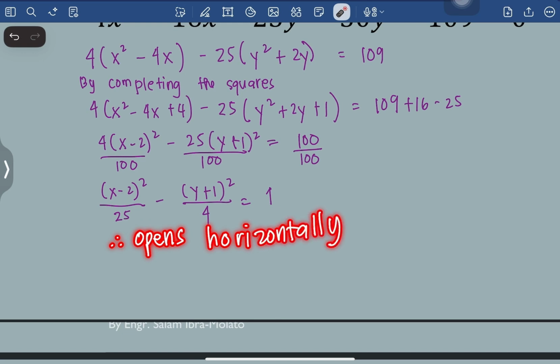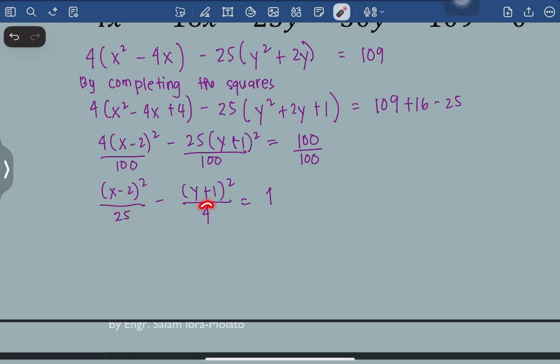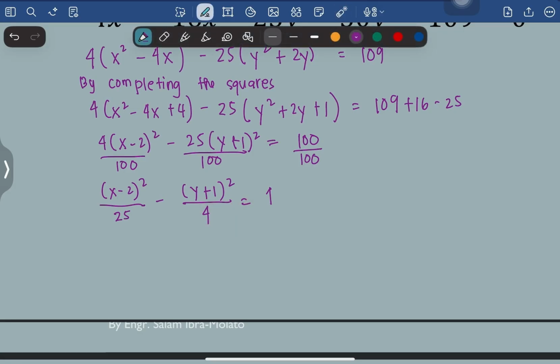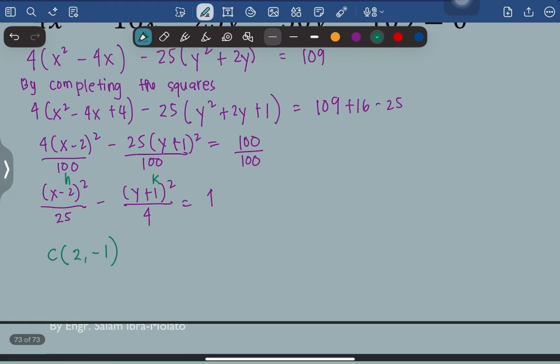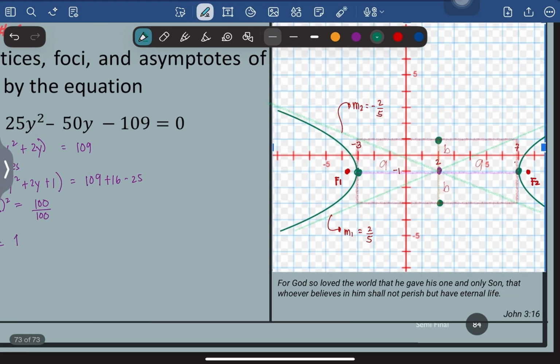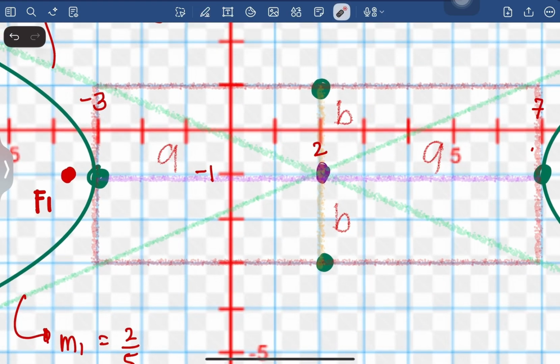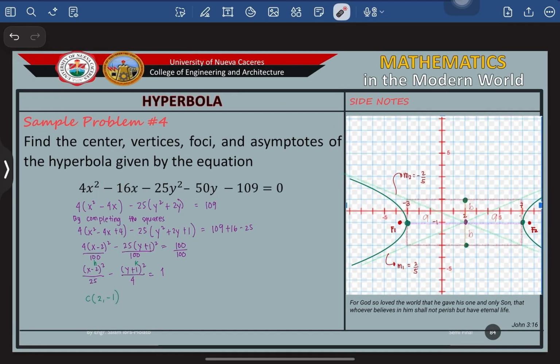Then yung a natin dito is the 25. That is a squared. For this one, that is the b squared. So to solve for the center, just copy the numbers but with opposite sign. So 2 and -1. It is on quadrant 4. So ito yung graph natin. Ito yung center, 2, -1 at quadrant 4.